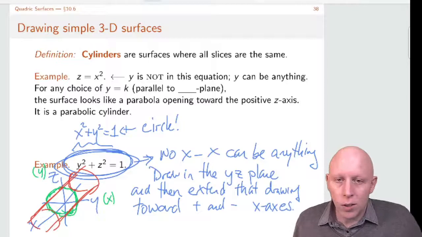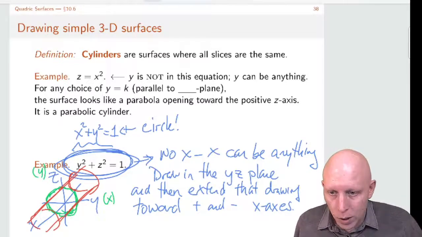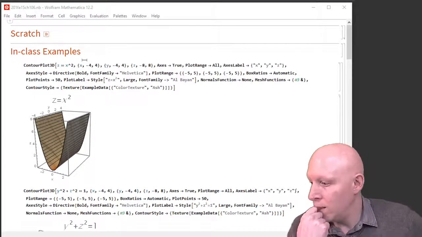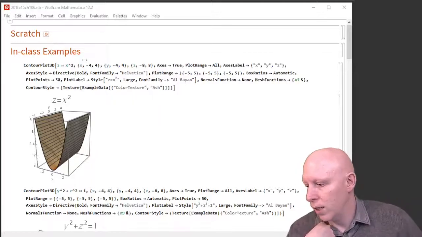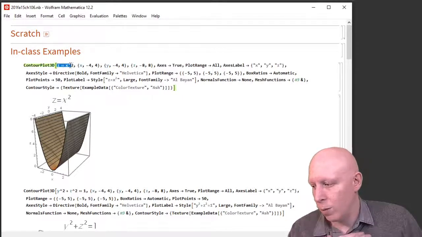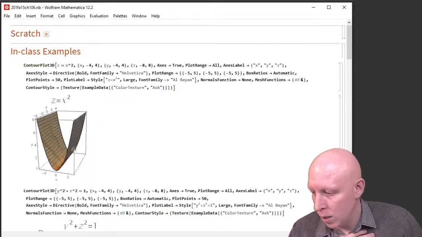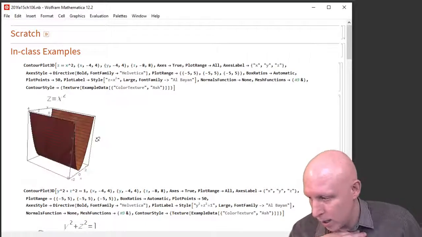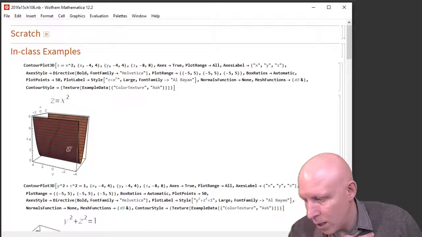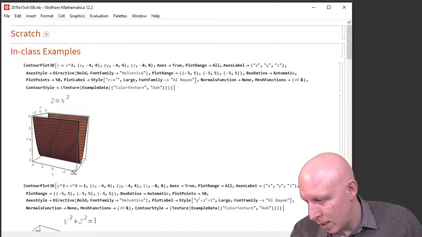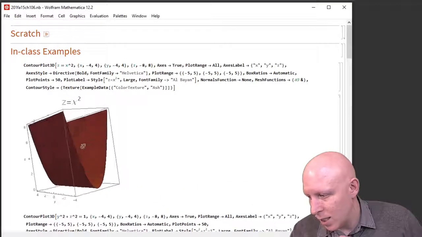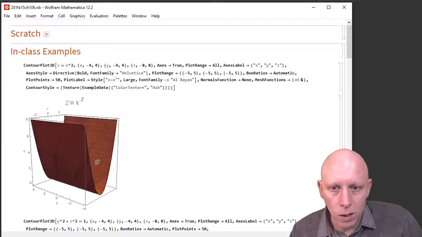Let's see how to draw those in Mathematica. So let's go over here. The easiest way to draw these is using the ContourPlot3D function, where we're specifying that we want z to be x squared. So the example that we had, z is equal to x squared, if we put this in the orientation that we're used to seeing for the x, y, and z axes, this is the x direction, this is the y direction, this is the z direction, then this is our shape that we drew earlier. This is z is equal to x squared.